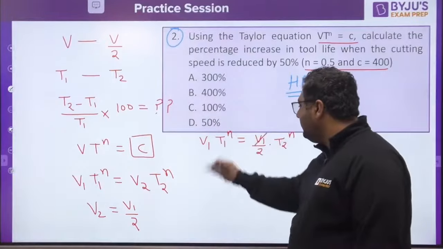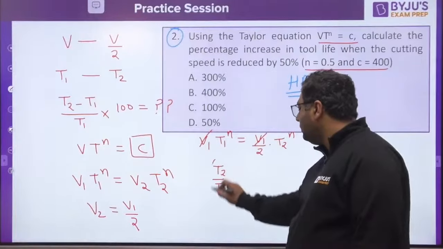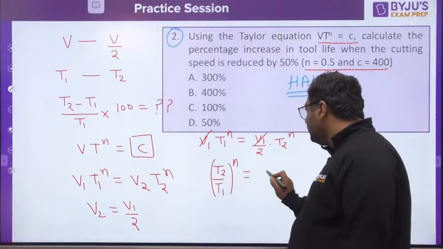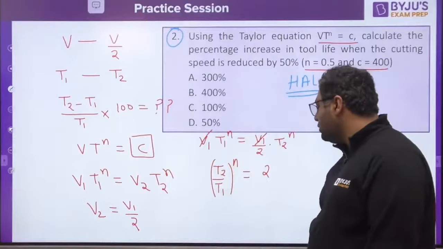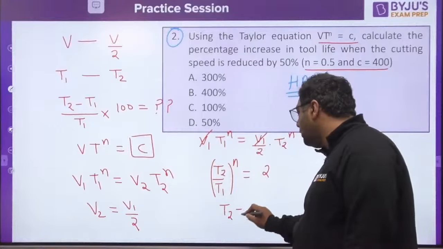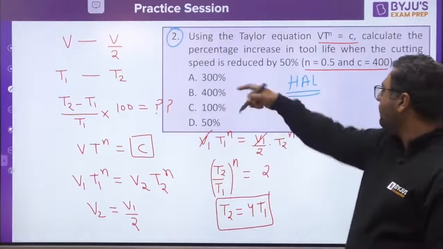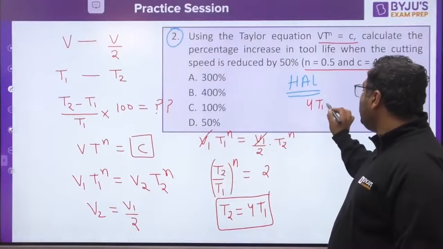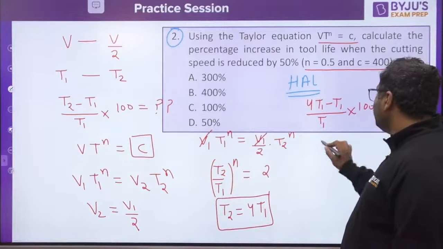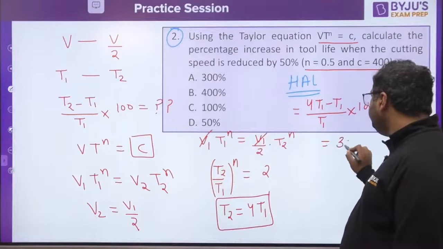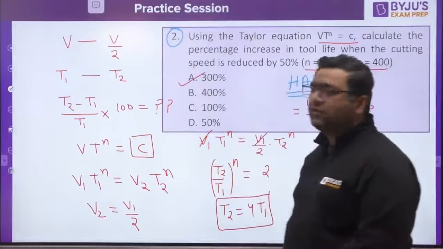So my dear, V1 will get cancelled out. So you get (T2 by T1) to the power n equals 2. n is 0.5, so 0.5 when you put it, you are going to square it, you will get T2 as 4 times T1. So tool life becomes 4 times. So when you find the answer, (4 T1 minus T1) by T1 into 100, the answer is 300%. A is the answer for this.